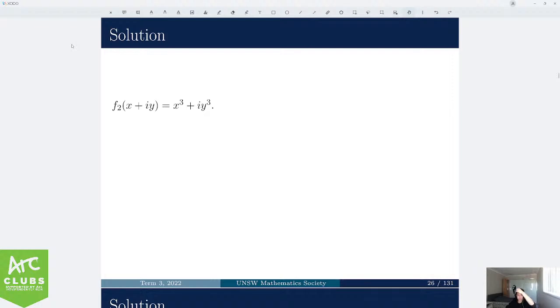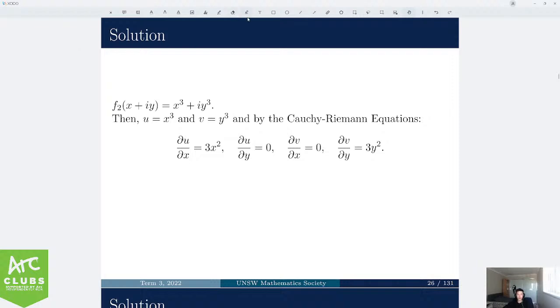Part 2, we have this function over here. Using the Cauchy-Riemann equations again, we have the real part equals x cubed, imaginary part equals y cubed. And again, compute your four partial derivatives. The first condition, again, is partial u, partial y is the negative of partial v, partial x. Well, 0 is always equal to minus 0, so this condition is always true no matter what x and y are.